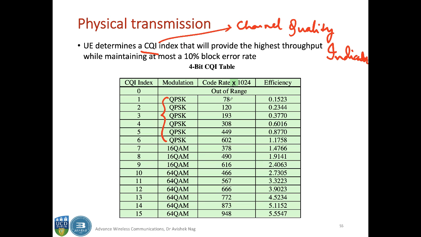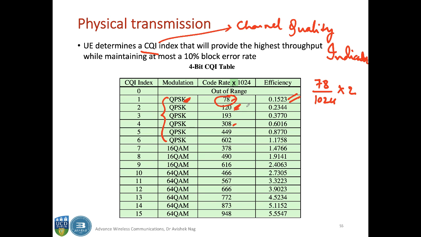And then these are the different code rates. If you multiply the code rate with 1024, then you get these numbers. Okay, and then the efficiency can be calculated based on the code rate. So let's say if your code rate is this, this means the actual code rate is 78 over 1024. And then for QPSK, each symbol has 2 bits. So if you multiply this by 2, then you will get this number, whatever is the efficiency.